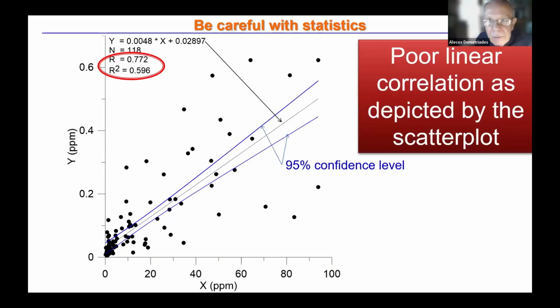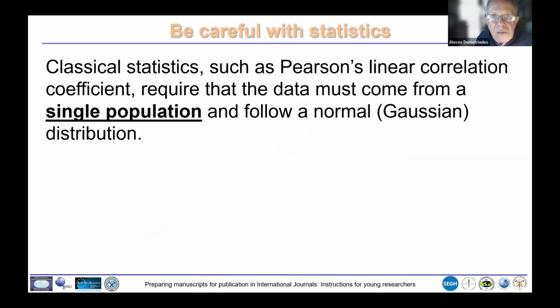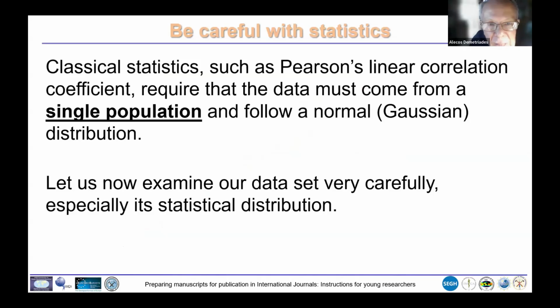Not really. We have a poor linear correlation as depicted by the scatter plot. So what happens here? The actual statistics are wrong. And we'll find out why in a minute. Classical statistics such as Pearson's linear correlation coefficient require that the data must come from a single population and follow a normal Gaussian distribution. Let us now examine our data set very carefully, especially its statistical distribution.